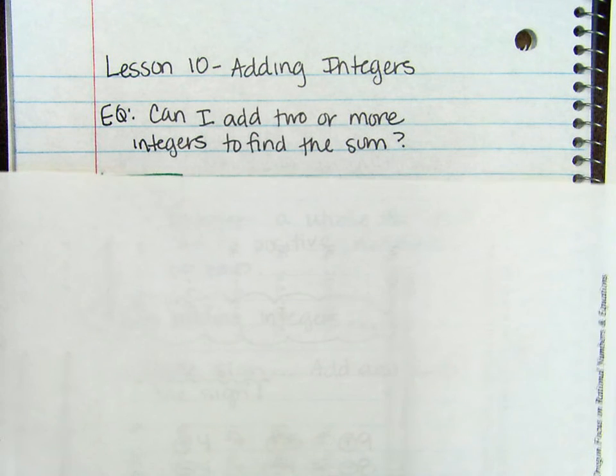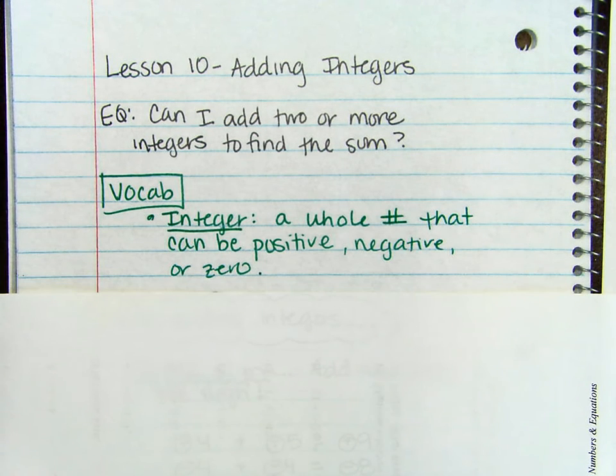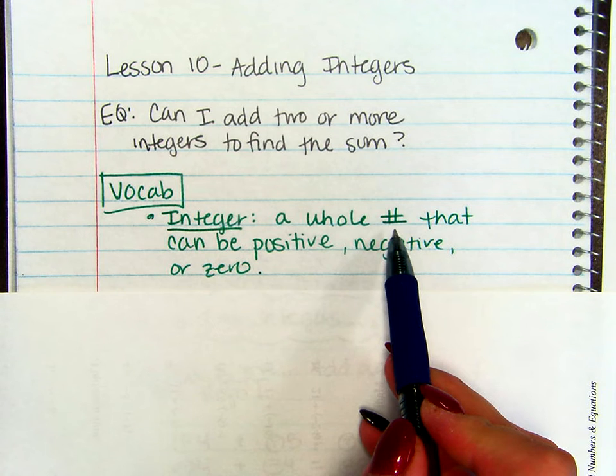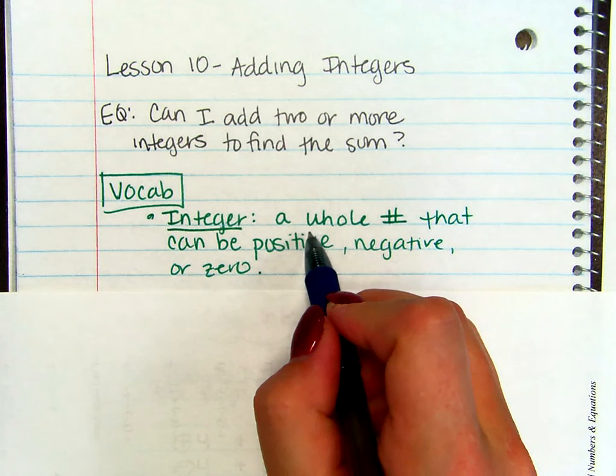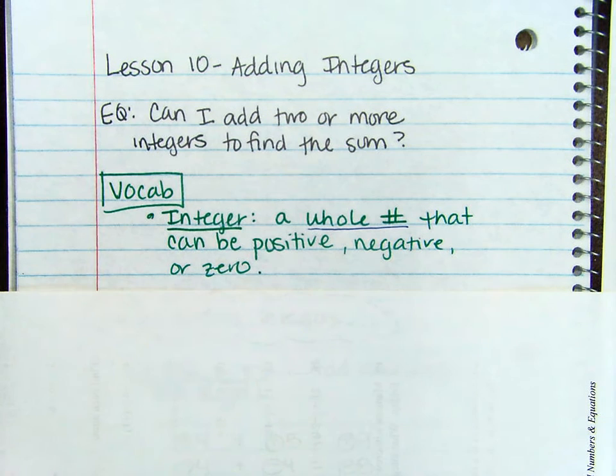As a reminder, our vocab is based around integers, so I just wanted to have you rewrite this word down. An integer, once again, is a whole number. This symbol means a number that can be positive, negative, or zero. And again, it's really important that we remember that it's a whole number, so please keep that in mind.